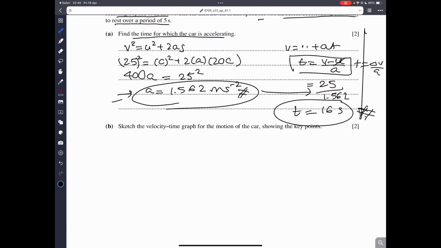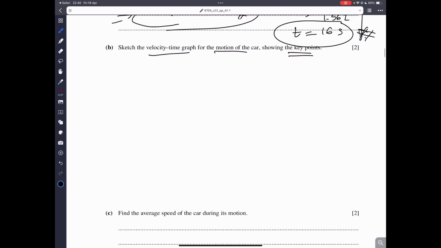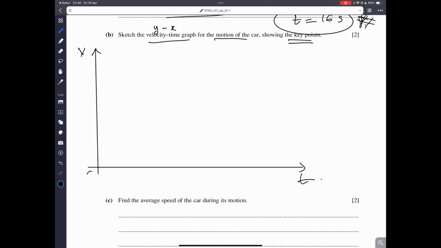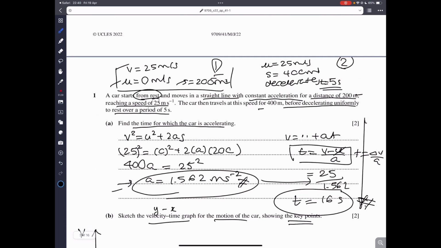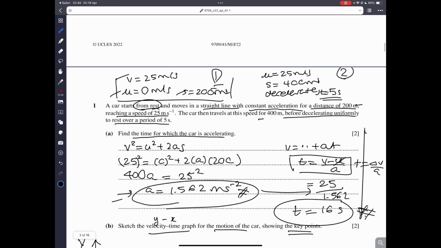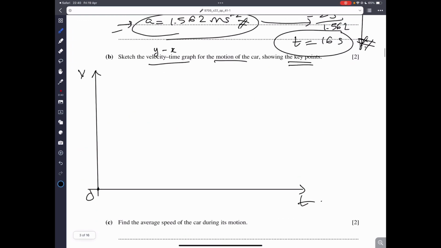Okay, so we now have to sketch the velocity time graph for the motion of the car, showing the key points. This is probably 2 marks as well, so we can sketch this out. I'm going to draw the graph. Velocity is on the y-axis and time is on the x-axis, so we write velocity time graph. At 0, we start at initial because the car starts from rest. So it starts from 0, and the final velocity is going to be 25, so we draw up to 25.